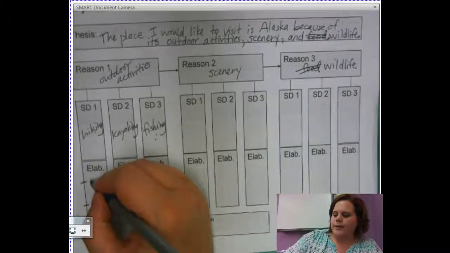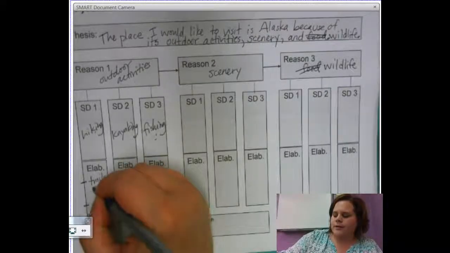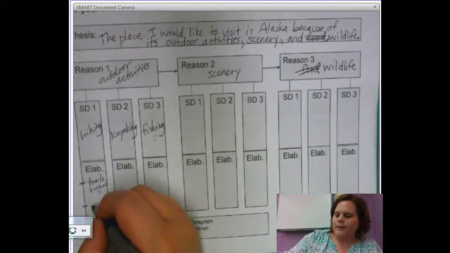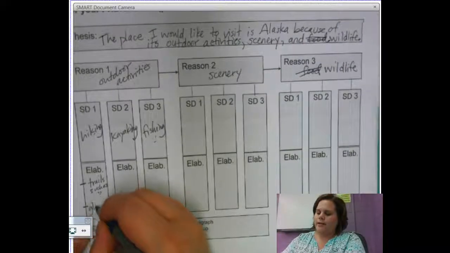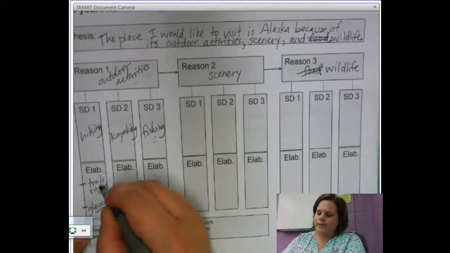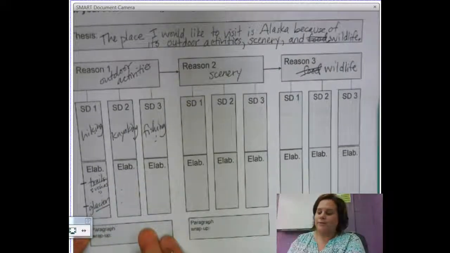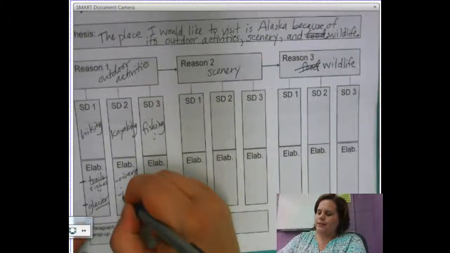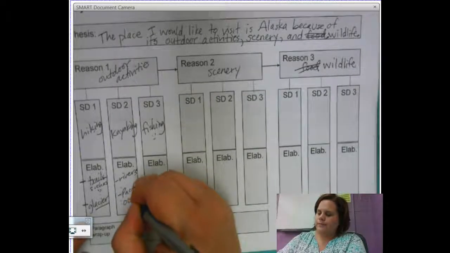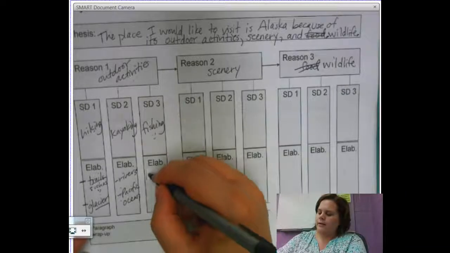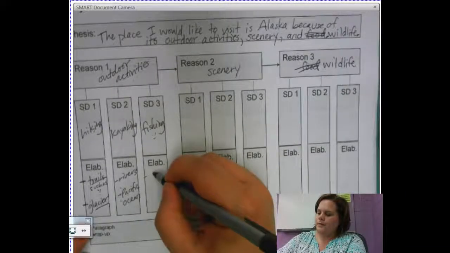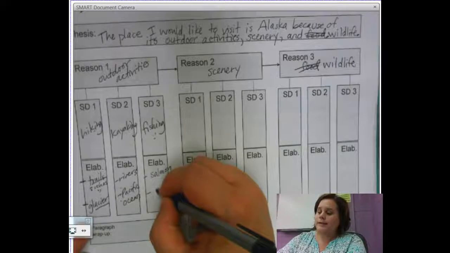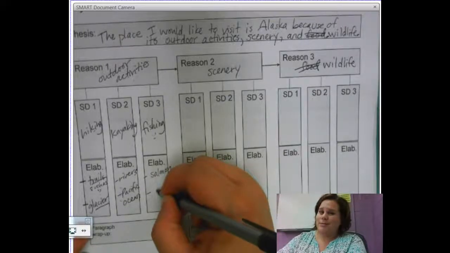So hiking. So we could say there's lots of trails, such as, I don't know what, we could look it up. And then maybe hiking, you could actually go on a glacier. So we have trail hiking and glacier hiking. Like hiking on a glacier, pretty cool. Kayaking, you could kayak in the rivers. You could also do the Pacific Ocean. Fishing, you could catch salmon, and you could, I don't know much about fishing. That's something people do when they go fishing.